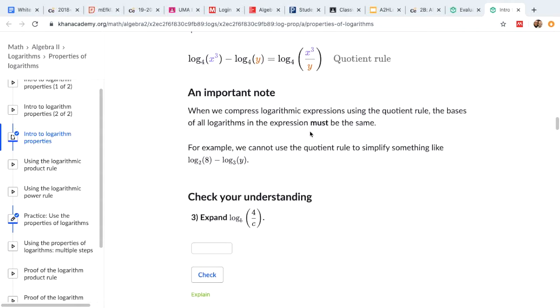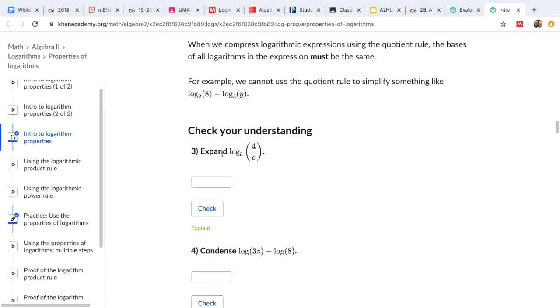Again, your bases must be the same. Like here, you cannot actually write that as a fraction. They're different bases. You cannot use the quotient rule to help you out here. So we're asked to expand this.